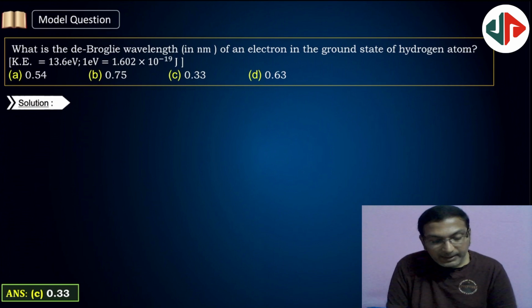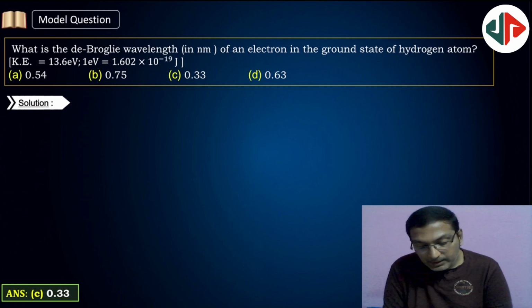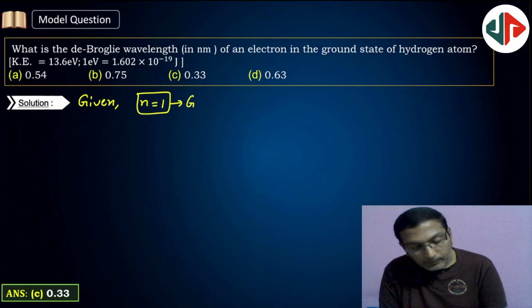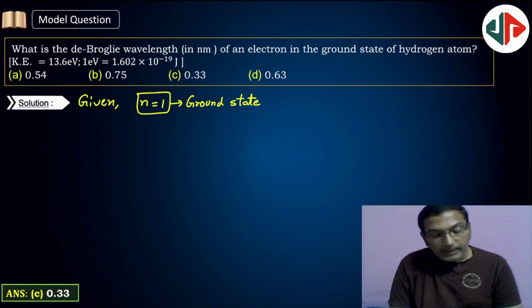Here we must find the de Broglie wavelength of the given hydrogen atom in the ground state. Ground state means n equal to 1. Given ground state n equal to 1, the kinetic energy is 13.6 electron volts.